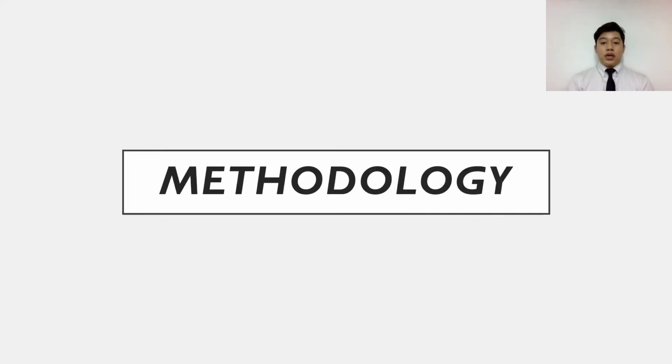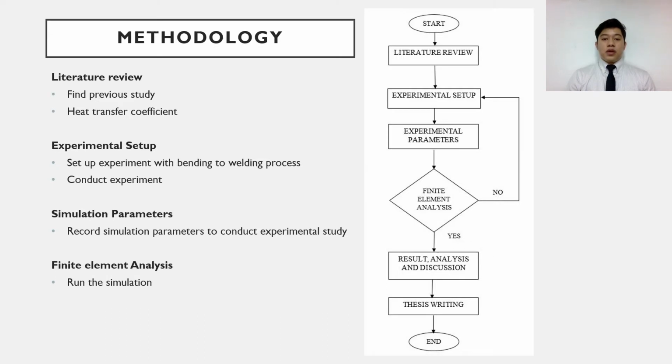Next is the methodology. The methodology starts with the literature review. The literature review consists of a section where we extract information from previous studies, such as research journals. For this study, we extract the heat transfer coefficient from one of the journals. And next, we will do the experimental setup, where we will set up the experiment for the forming and welding process and conduct the experiment.